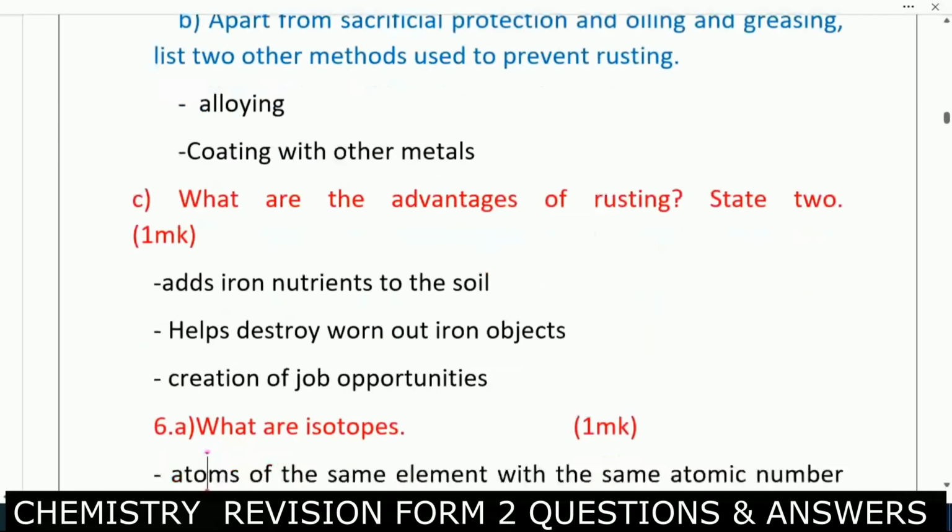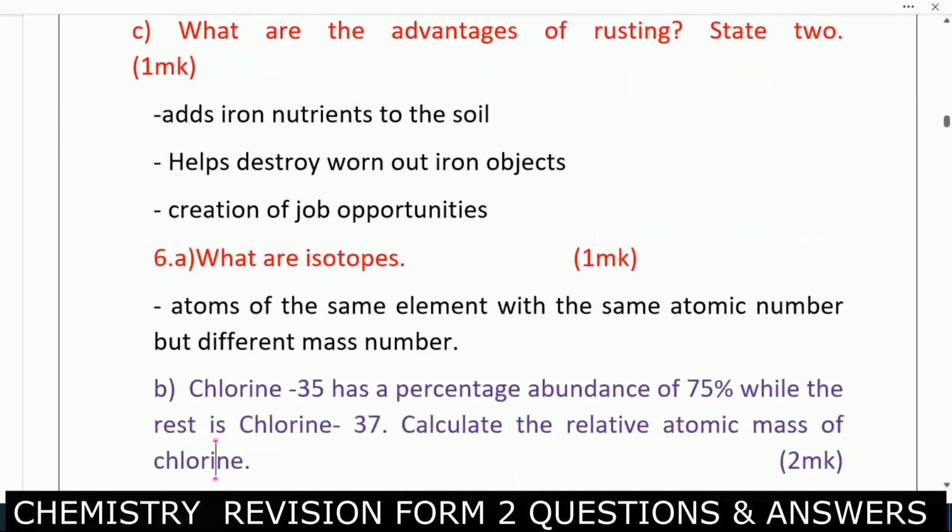We go to the next question. What are the advantages of rusting? Number 1, adding iron nutrient to the soil. Number 2, helps destroy worn out iron objects. Next, creation of job opportunities. We go to number 6.